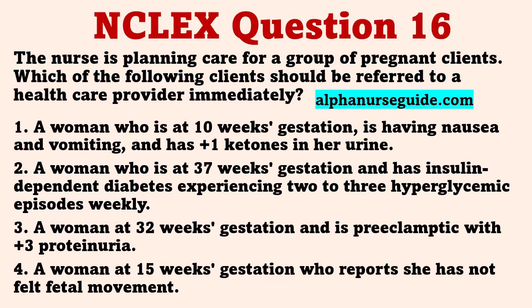The correct answer is 3. The nurse should refer the preeclamptic client with 3+ proteinuria to a healthcare provider. The 3+ urine is significant, indicating there is much protein circulating.